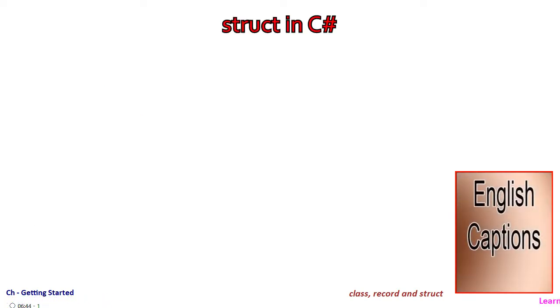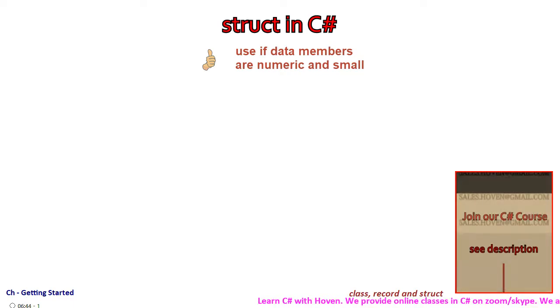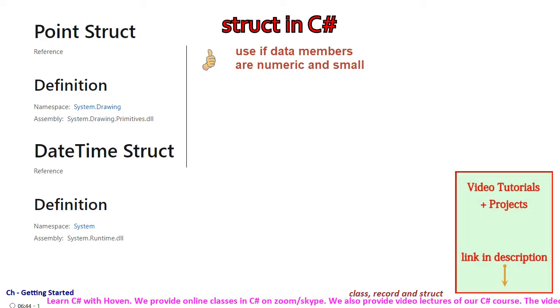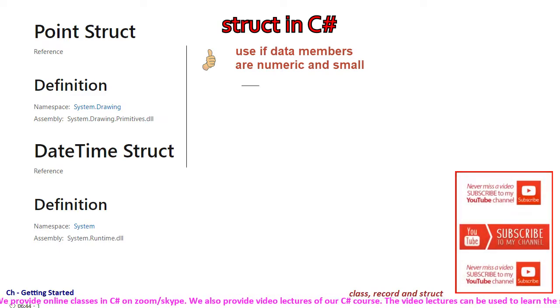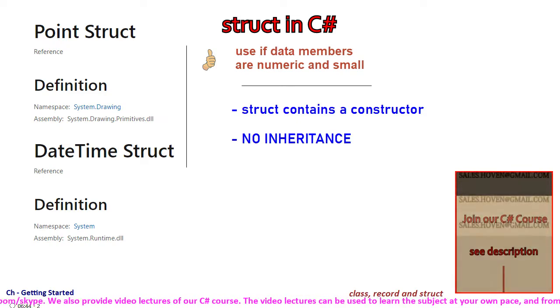A struct in C# is recommended for holding values. The rule of thumb is to use a struct if the data members are numeric types. For example, there is a built-in struct called Point that stores the coordinates of a point. Another built-in struct is DateTime, which stores the number of ticks. A struct can contain a constructor. It doesn't participate in inheritance.